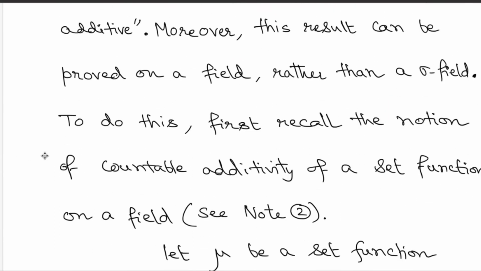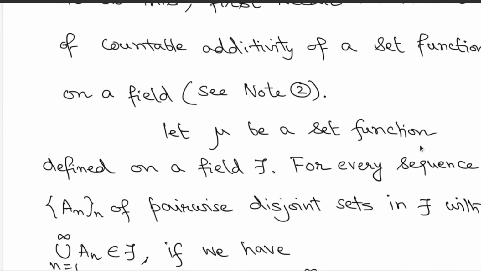Now this result can actually be proved on a field. So you can look at non-negative finitely additive set functions on fields. We have to clarify what we mean by finite additivity on fields and so on. But what we are saying is that you do not need to start off with a sigma field. You can start off with a field and do these verifications. So to do this, what we need to recall first is the notion of countable additivity of an arbitrary set function on some collection, which in particular could be a field. This was discussed earlier in note 2.